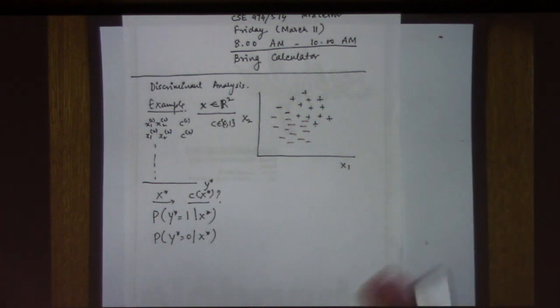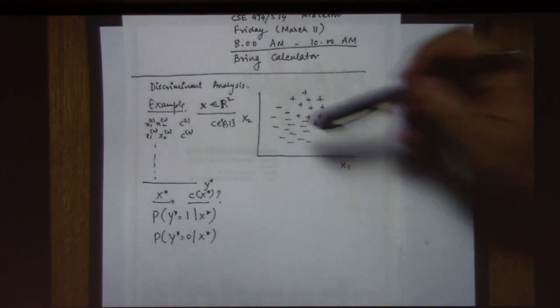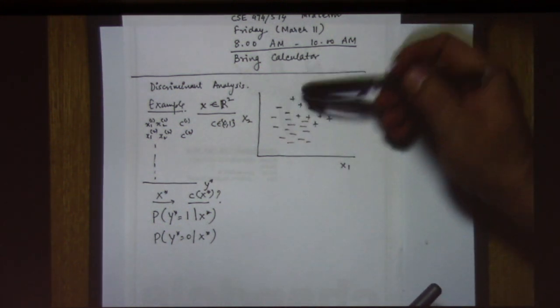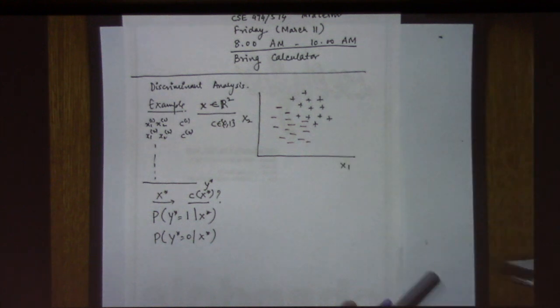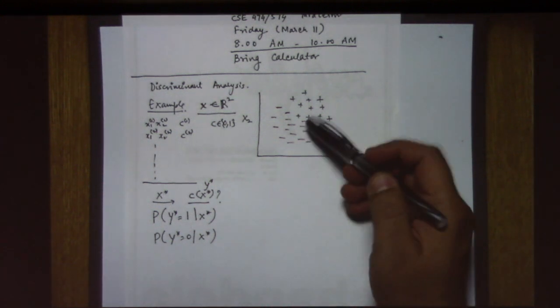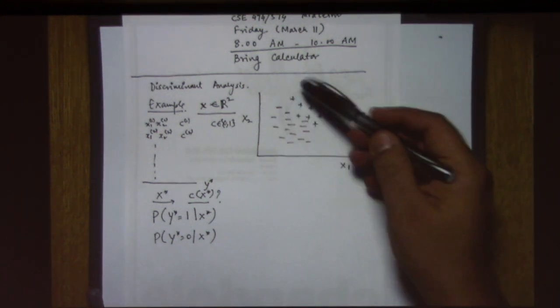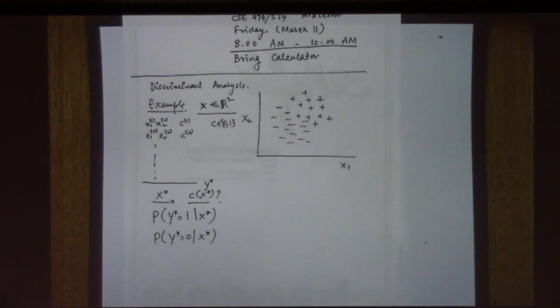So I've just set up the stage for discriminant analysis. In discriminant analysis, what you assume is that each class, the points belonging to each class, come from a Gaussian distribution. So that's your inductive bias that you're putting in. However, there will be two Gaussian distributions now, and the parameters will be different.